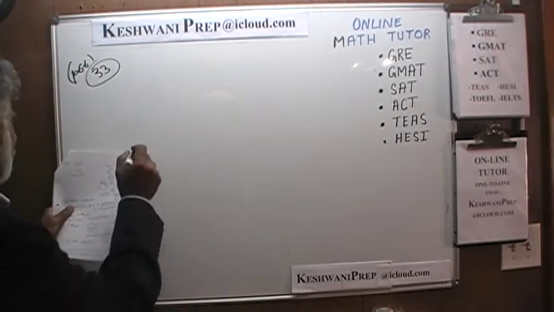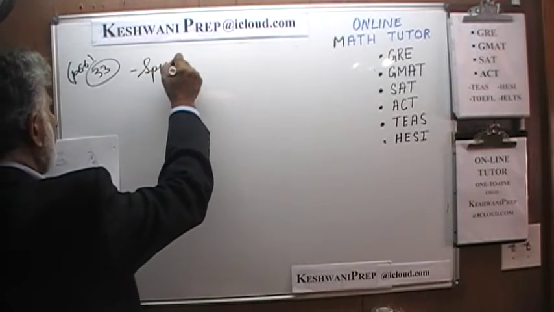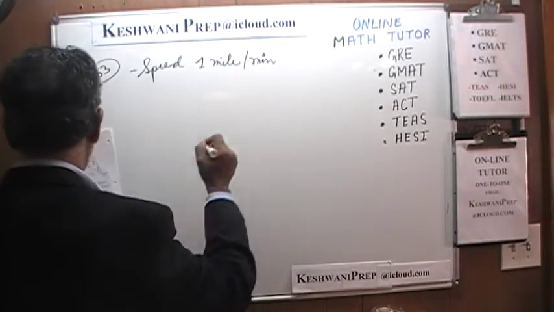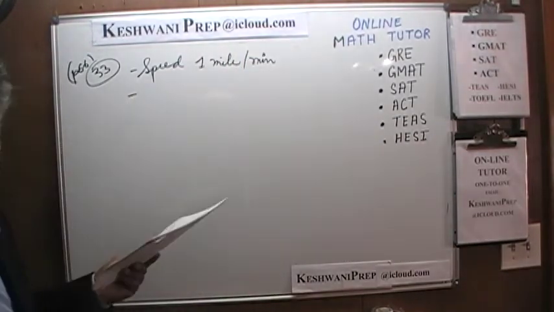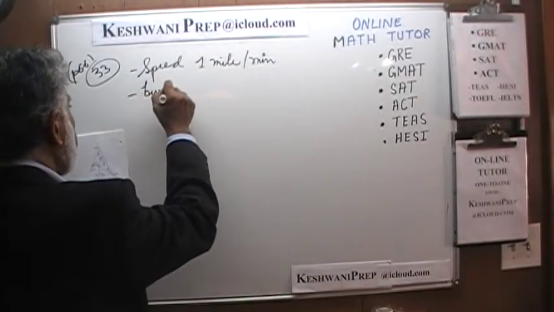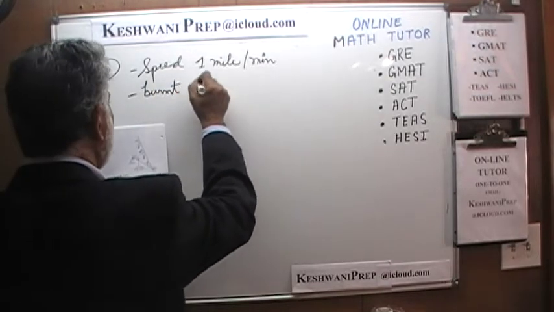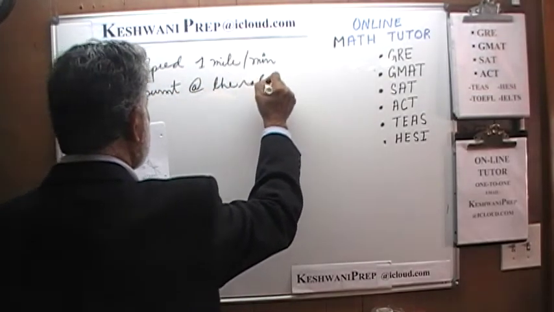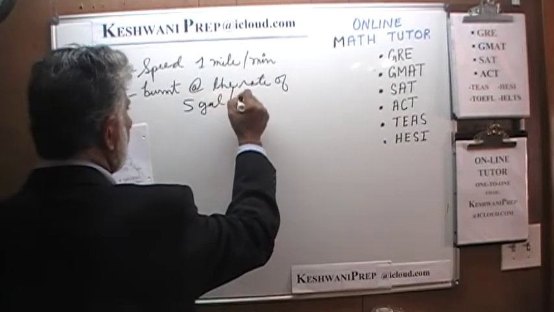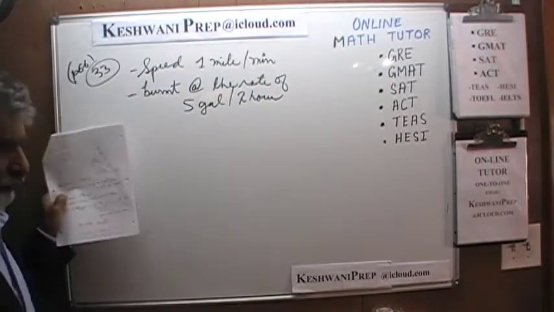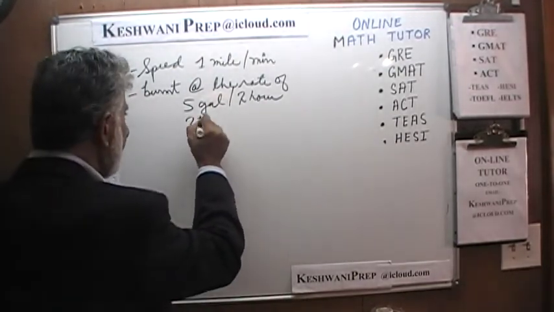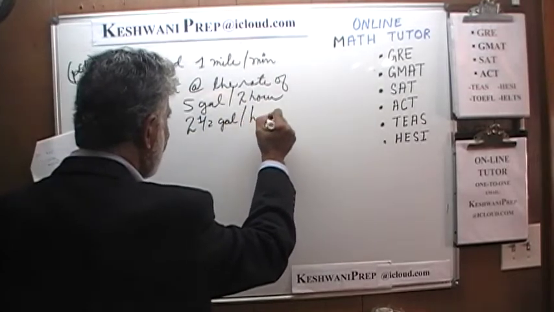Number 33 tells us that we're going at the speed of 1 mile per minute. 1 mile per minute is the same as saying you're going 60 miles an hour. And we are told that we burned at the rate of 5 gallons per 2 hours. Before we write anything else down, let's understand that 5 gallons per 2 hours is the same as saying that we are burning 2.5 gallons every hour.